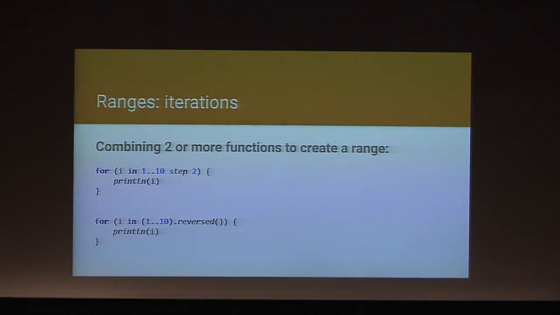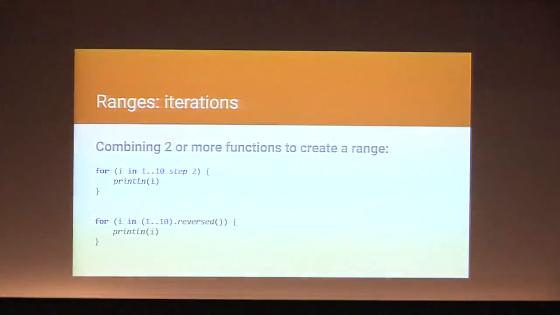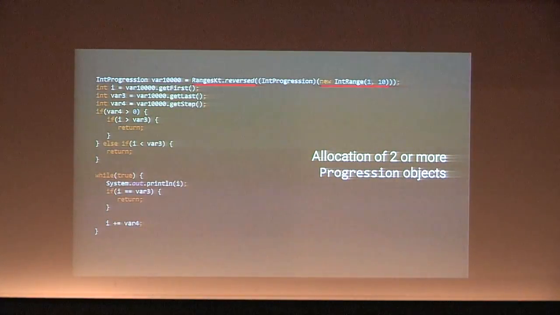Now, when you use two or more functions to create a range, for example, here we are using the function plus step or plus reverse. So the second example is actually doing the same thing as the past example with down to, but in a more original way, let's say. If you do that, then the compiler is always going to generate progression objects, which is the interface for ranges to do the iteration. So in this case, this is the bytecode of that function here at the bottom with reverse. So it's going to instantiate these two range objects and then iterate on them. But at least there is no boxing.